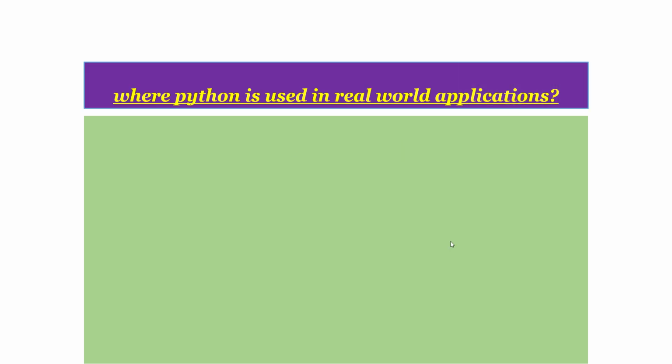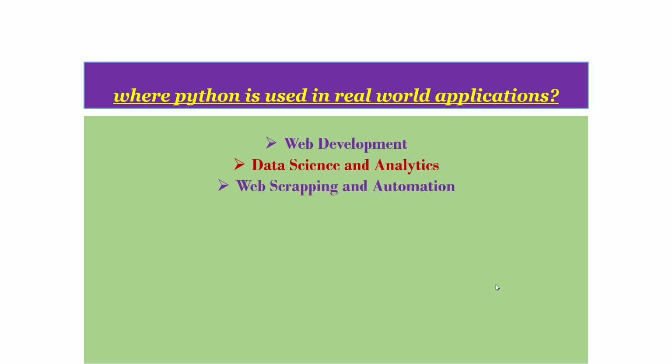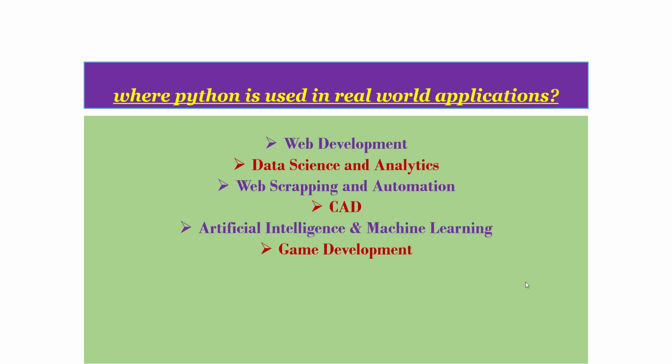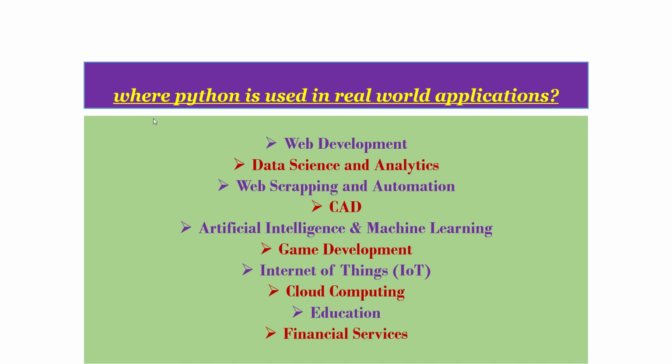So where is Python used in real world applications? Because of its versatile nature, Python is used in a wide variety of applications in various fields. Here are some of the most common areas where Python is applied. First is web development, next data science and analytics, web scraping and automation, CAD, artificial intelligence and machine learning, game development, Internet of Things, we call it IoT, cloud computing, education and financial services, and there are many other areas and domains where Python is used heavily. So these are some main areas where it is used nowadays.